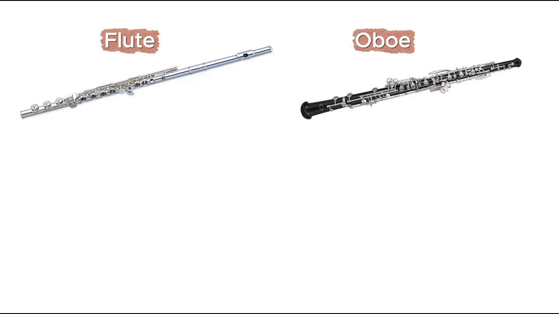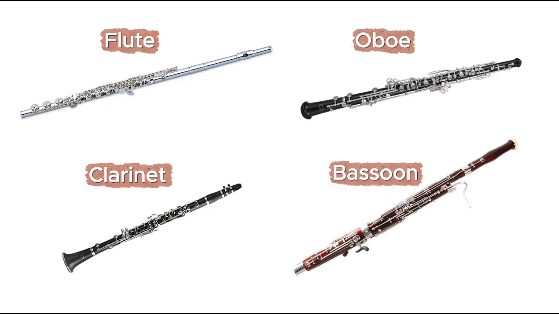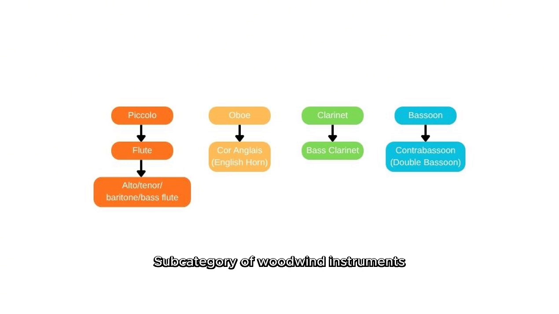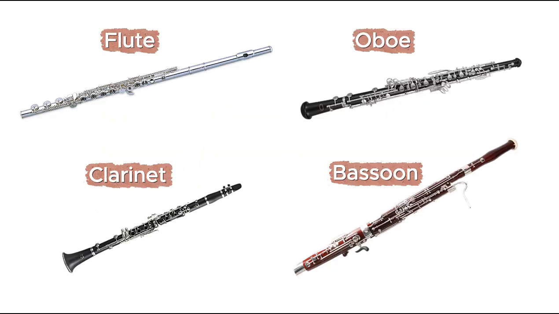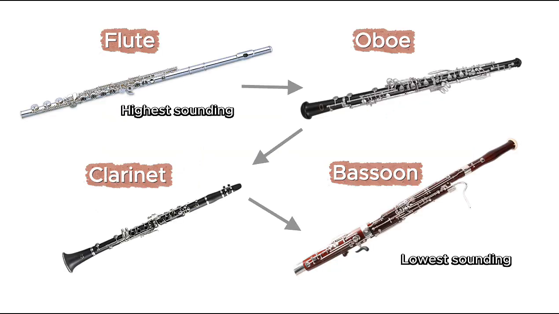The standard instruments in the woodwind family are flute, oboe, clarinet, and bassoon. Apart from these four primary instruments, there are other subcategories of them, and they are used commonly since the Romantic period. We will learn more about them in a while. These instruments are in order from the highest to lowest sounding, as well as smallest to biggest shape.